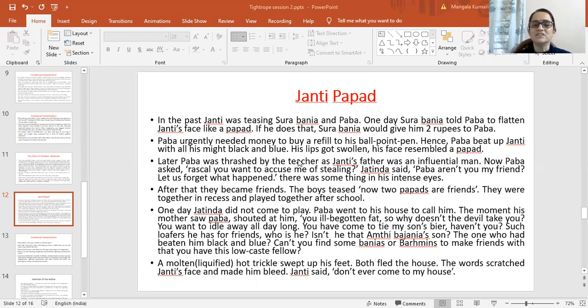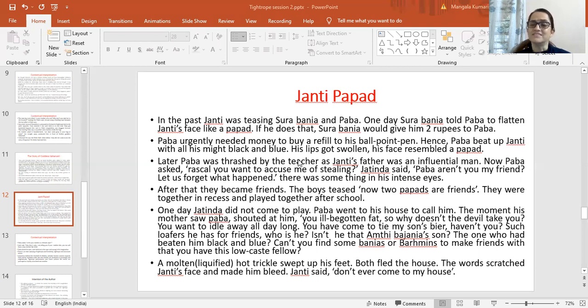One day what happened, Jatinda didn't come to play. So Paba went to his house to call him. The moment Jatinda's mother saw Paba, she started cursing him. Look at the words used by her. Okay, so normally stepmothers and aggressive mothers use such words, such scolding words. Nicely it is portrayed here. You will be gotten fat.